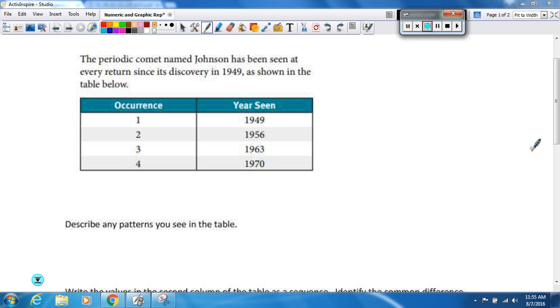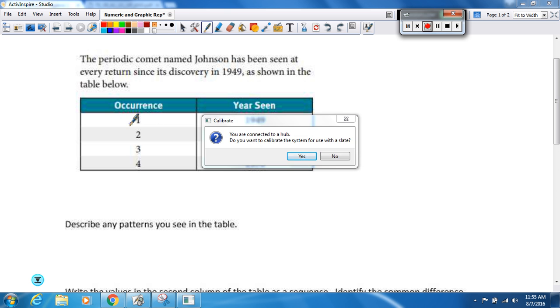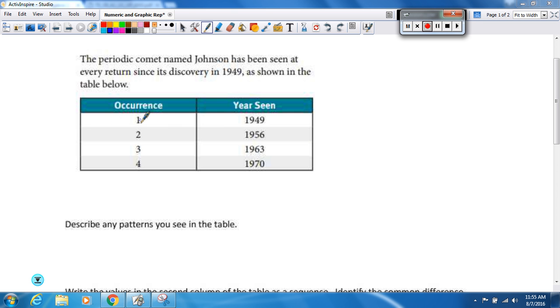A periodic comet named Johnson has been seen at every return since its discovery in 1949, as shown in the table below. Describe any patterns that you see in the table. Well, if you notice, the occurrences are all increasing by 1.